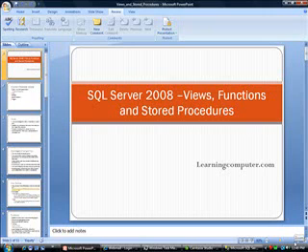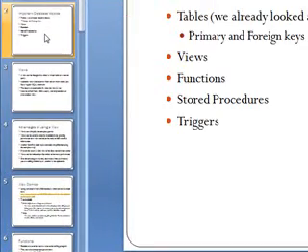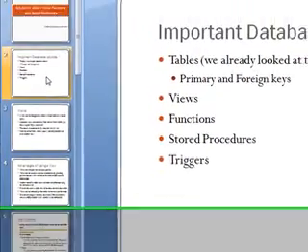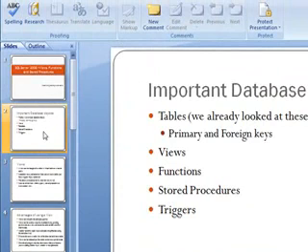Today we will be talking about views, functions, and stored procedures. As far as database programming is concerned, the important database objects in SQL Server are tables. We already looked at these in one of the other video training sessions. The important thing in tables, besides the columns and fields, is primary and foreign keys. Today we will be focusing on views, functions, stored procedures, and triggers.